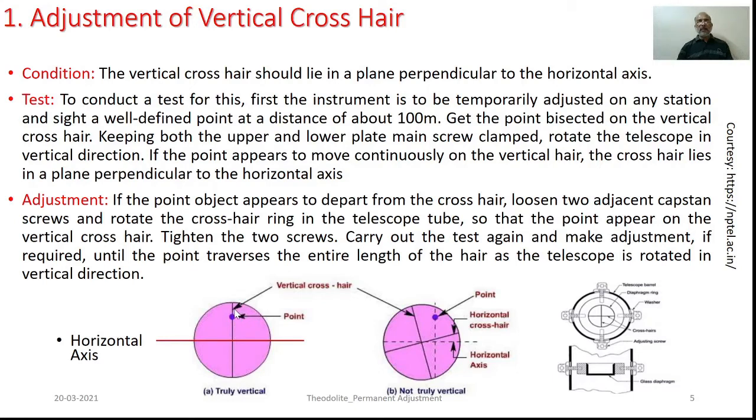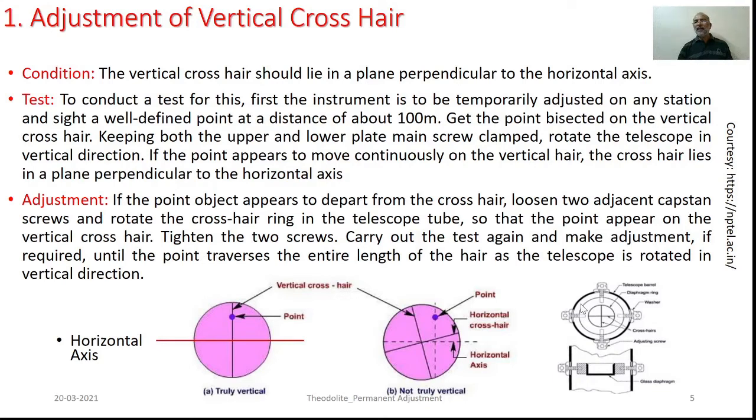So here, if this particular movement of that particular point appears along this particular vertical crosshair all the way, the vertical crosshair is perpendicular to this particular horizontal axis. If not so, this vertical crosshair should have been tilted and hence it needs to be adjusted.